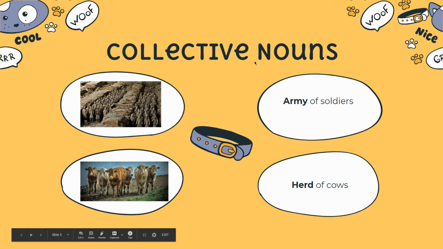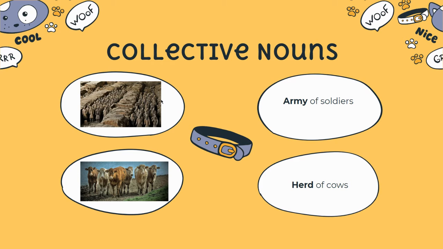So collective nouns. A collective noun is a noun that names a group of things. For example, army of soldiers. So the word army is a collective noun because it's naming a group of soldiers, right? It's a collection of things. In this case, it's a collection of people, a group of people. It's an army of soldiers. And here's another example: a herd of cows. So the word herd is going to be a collective noun because it's naming a group of cows. It's a collection of cows.